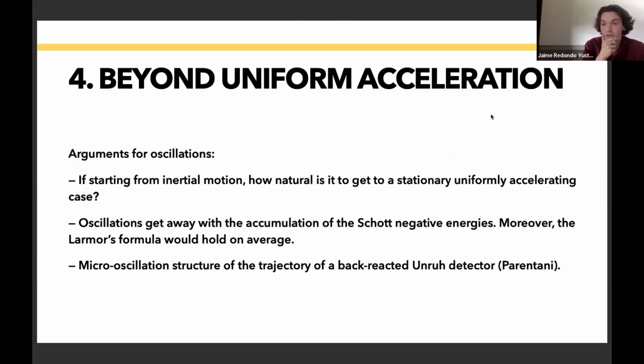However, if one tries to think how to actually get to this stationary state, starting from inertial motion, it seems that one would need that the rockets that are pushing the charge to accelerate it and get to this uniform acceleration have to be very precisely tuned to compensate exactly for this renormalization of the mass and for this self force. So it feels that this is somewhat unnatural. On the other hand, we still have the problem that if we have long periods of uniform acceleration, or even perhaps an eternally uniformly accelerating charge, we are accumulating constantly these short negative energies.